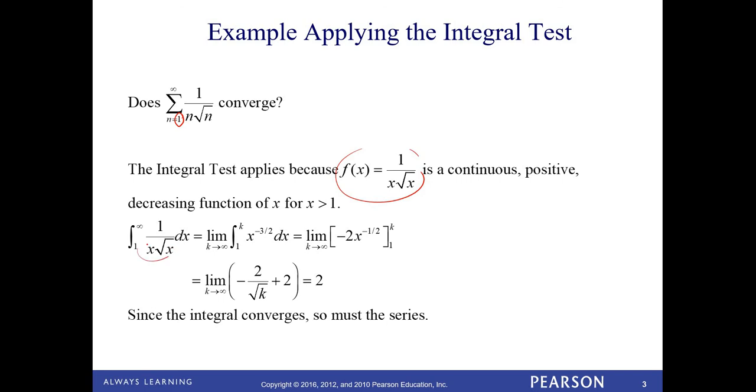So they've rewritten this function as x to the negative 3 halves, taking the limit as k approaches infinity of the integral from 1 to k. We get the limit as k approaches infinity of this value, which is 2. The integral therefore converges, so the series converges. So it's like a comparison test, but we're integrating to compare.